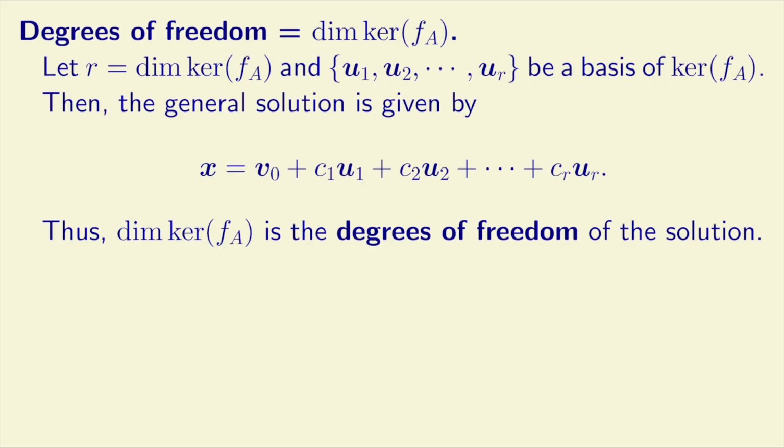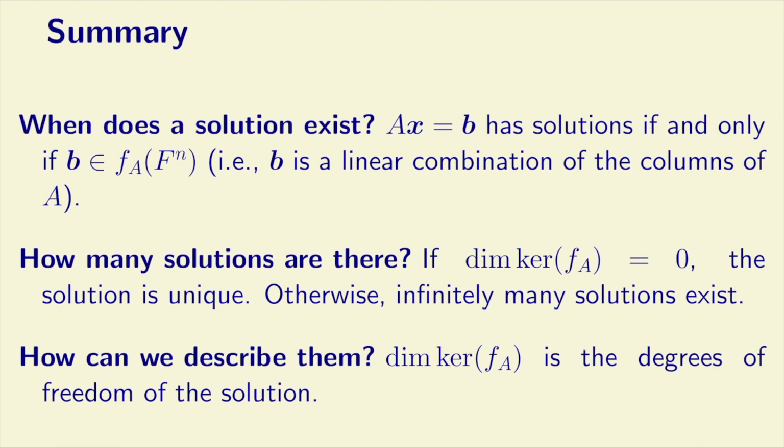The final page is a great summary. Let me read them out. The notes say, when does a solution exist? Ax equals b has solutions if and only if b belongs to the image of f of A, from R to the n, which means b is a linear combination of the columns of A.